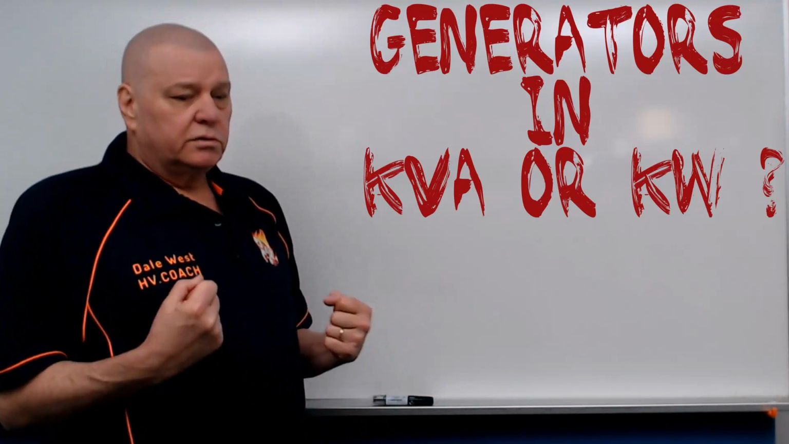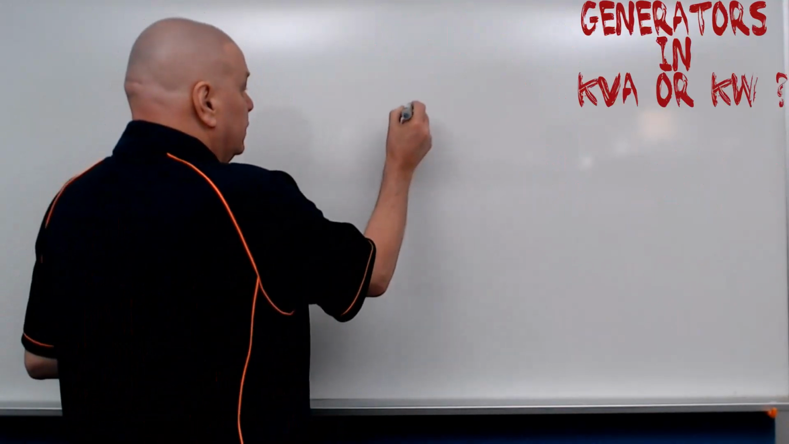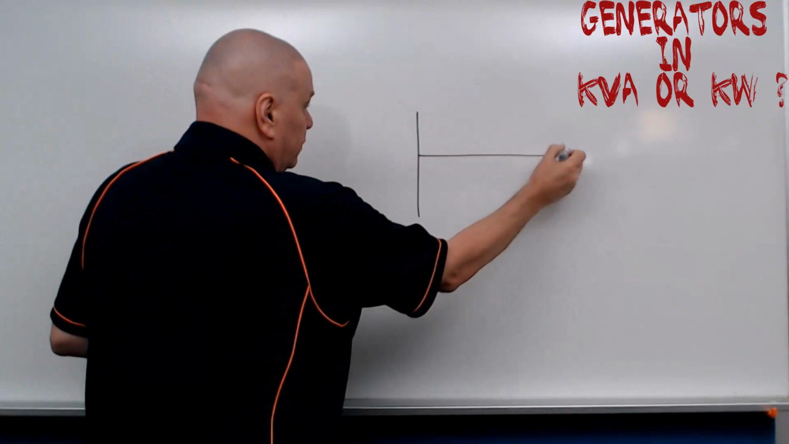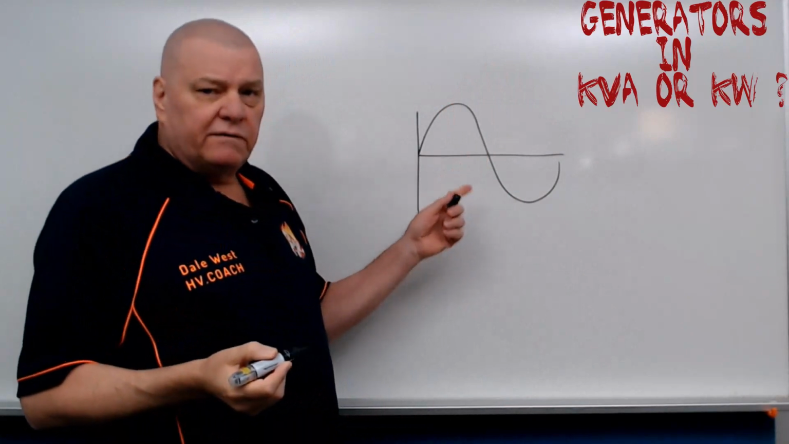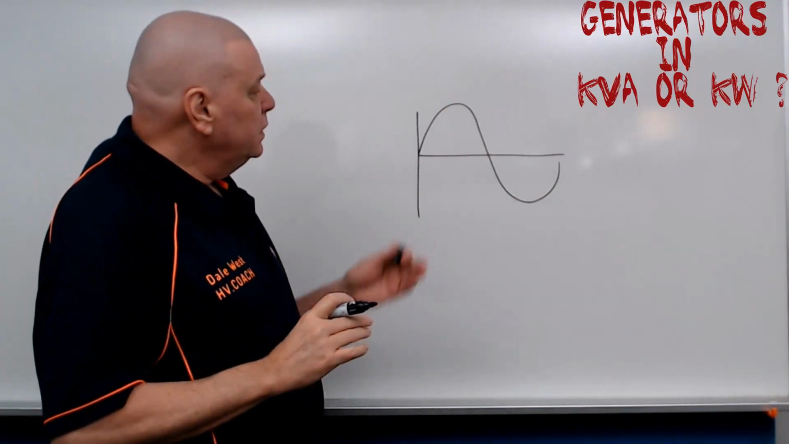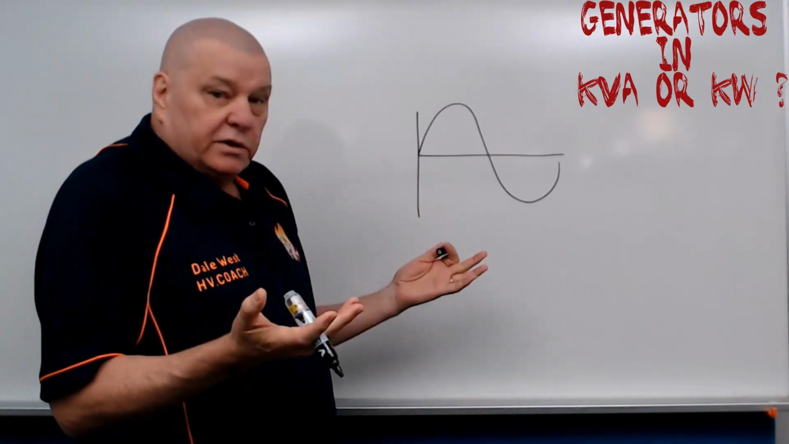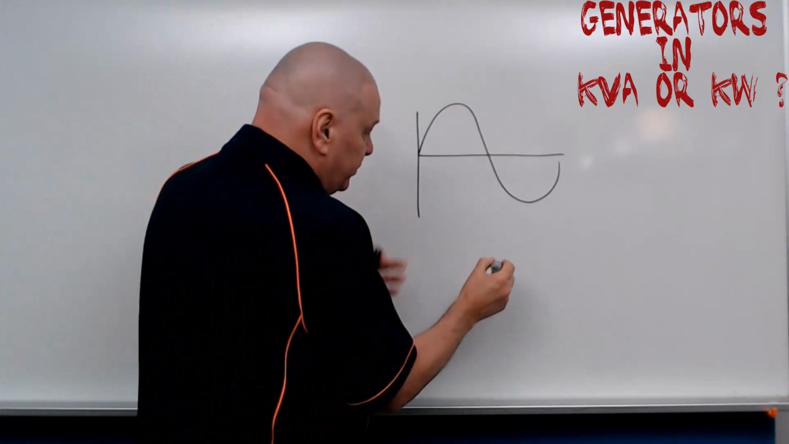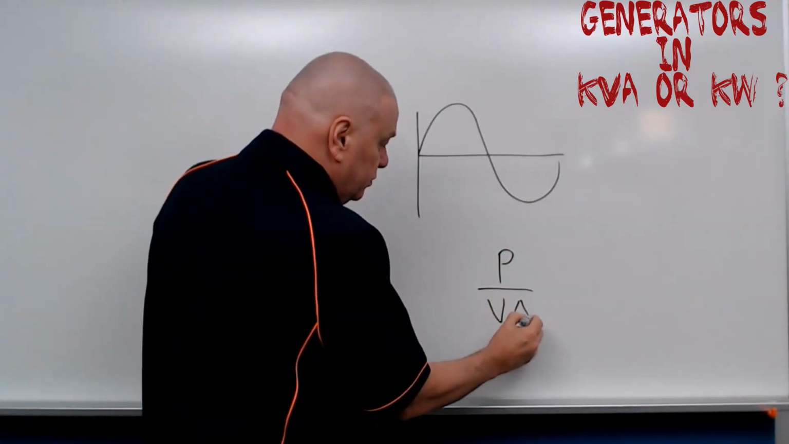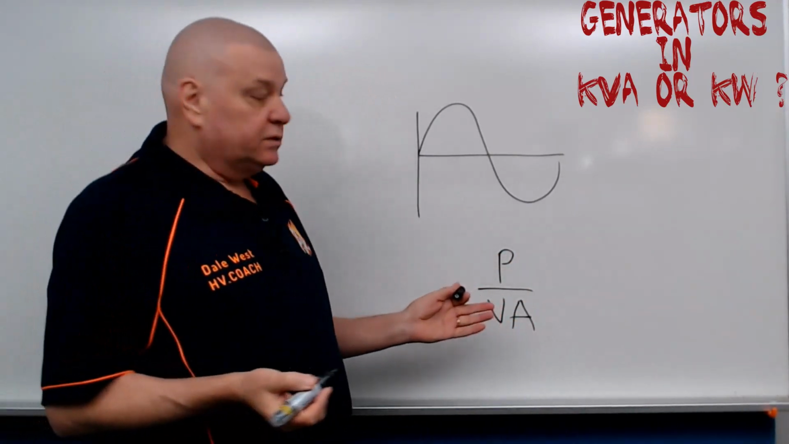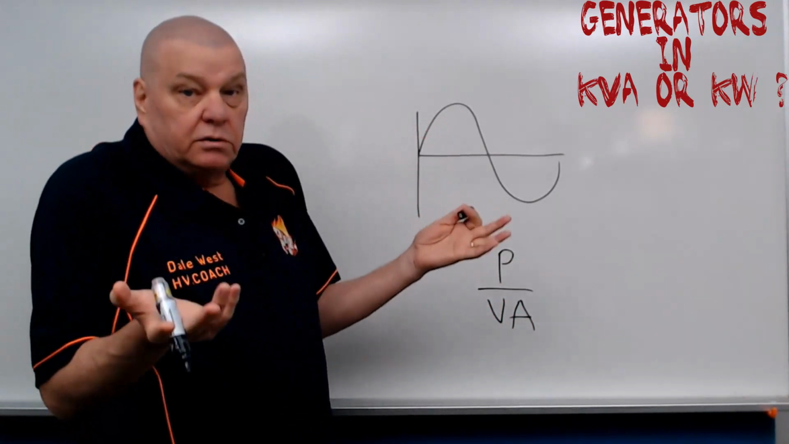Generators will generate an EMF for us. So let's say we've got an EMF or a voltage. Okay, there's our voltage sine wave. Now, if it's not hooked up to a circuit, all it gives us is voltage. And when we look at power equals voltage times current in amps, at this point where we've just got voltage, we've got no power because it's not hooked up to anything.